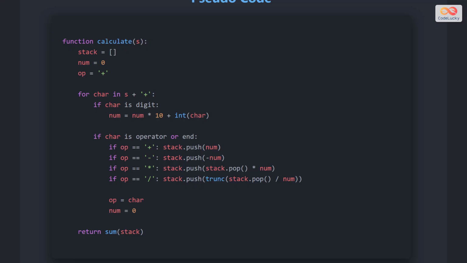Here is the logic in pseudo code. We iterate through the string. Notice that we often append a dummy operator like plus to the end of the string to ensure the very last number gets processed. We handle the 4 cases for plus, minus, multiply, and divide, pushing results to the stack. Finally, we return the sum of the stack.